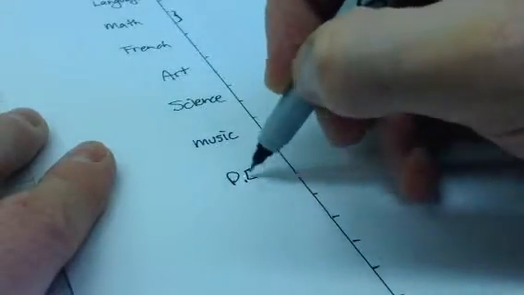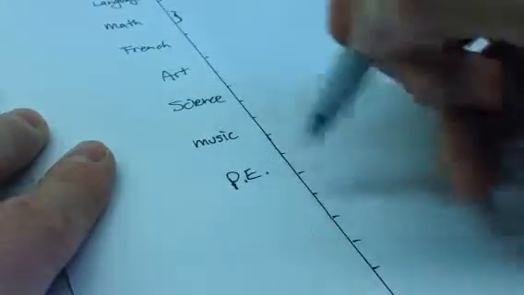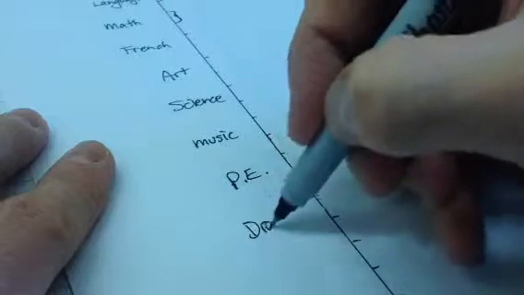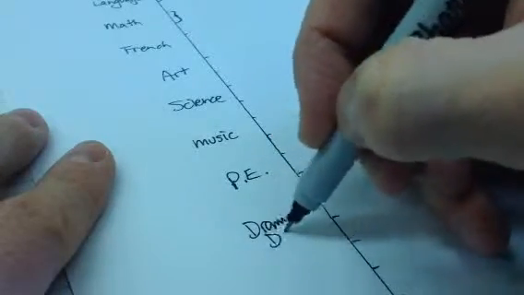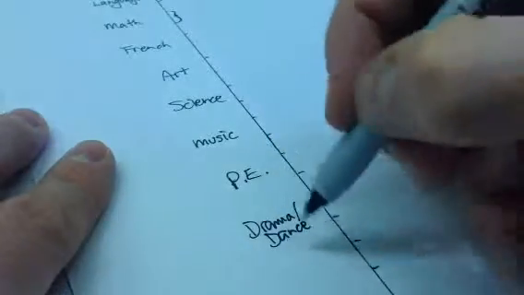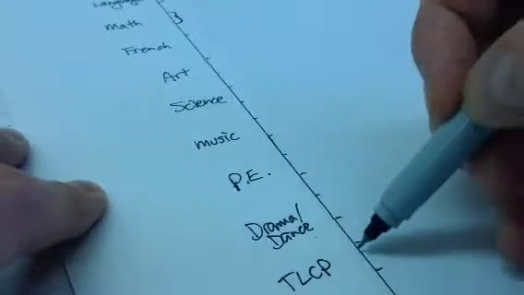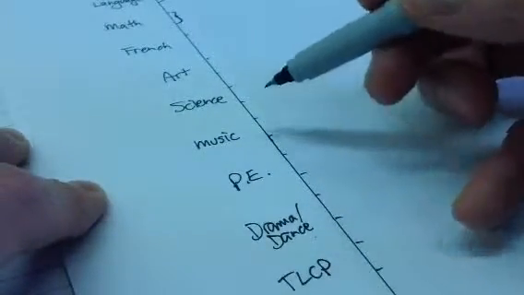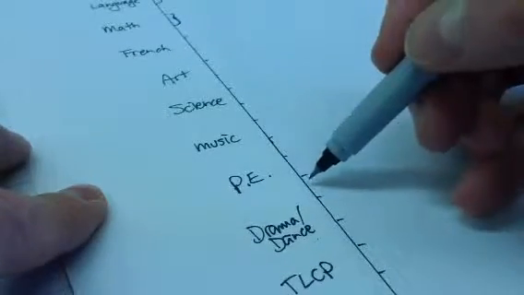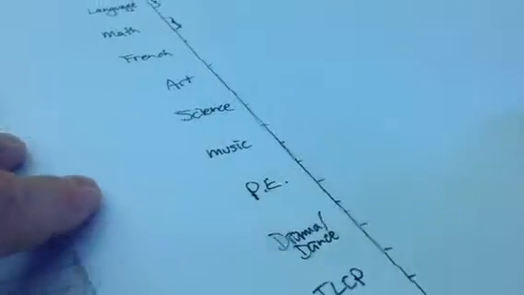Music, phys ed, drama, dance, and TLCP. Please space these out the same for each. Don't leave a little itty bitty gap in one and then a much bigger gap in the next. That gets yucky to look at.